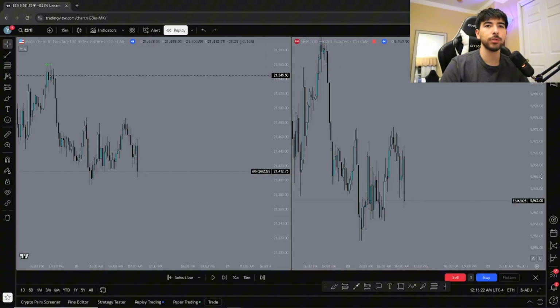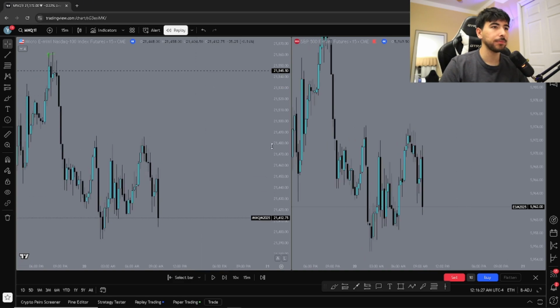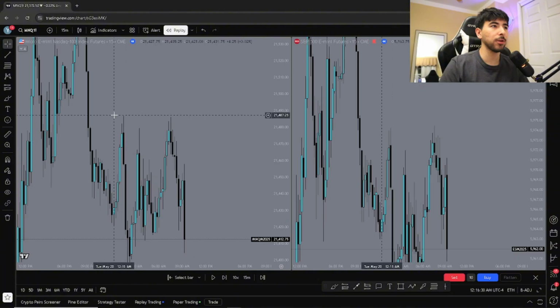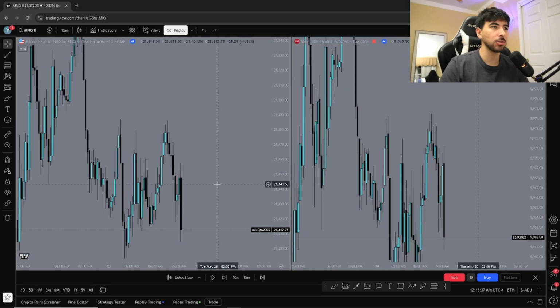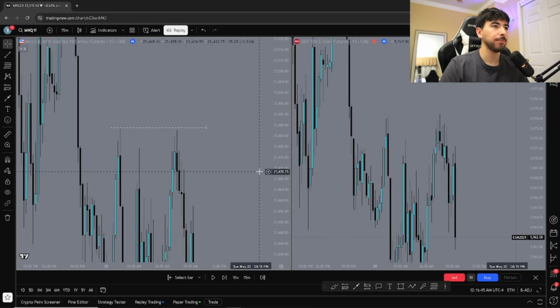Beautiful right over here. We have a very nice valid SMT divergence, and look, we're going to zoom in a little bit. And as you can see right over here, price on the NQ chart, we came up. Same on the ES chart, we came up. As you guys can see, these are correlating pairs. Right over here, we have this high in question on the NQ. As you can see, price never took out this high.